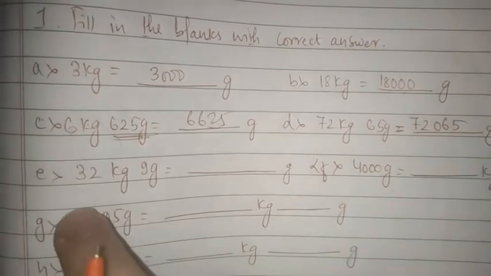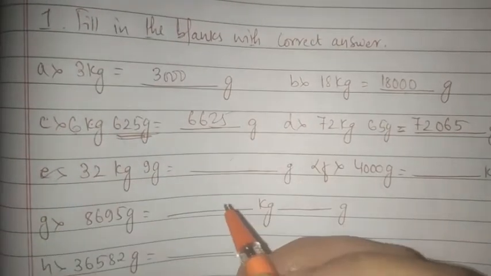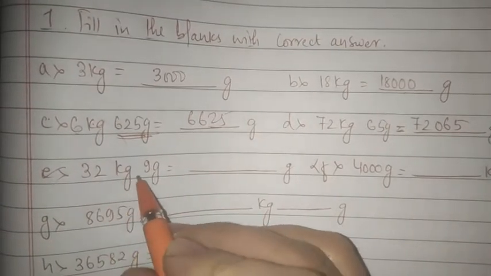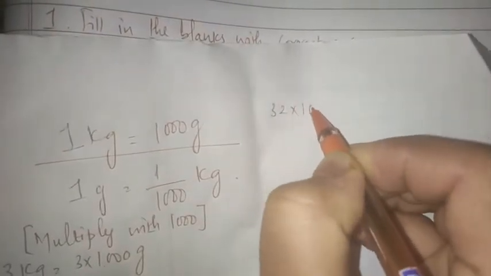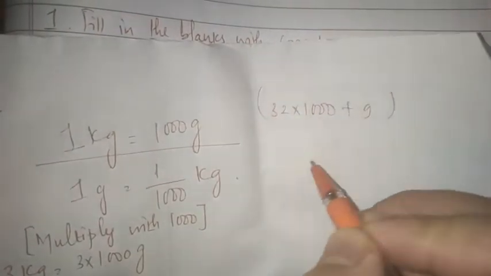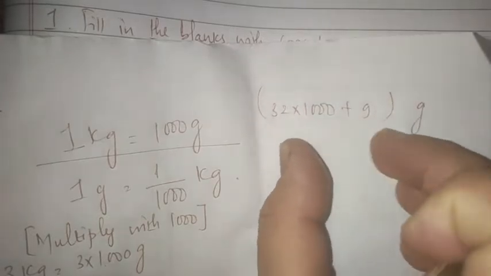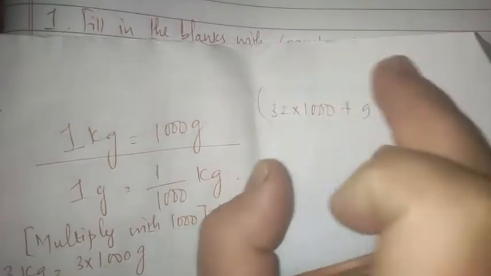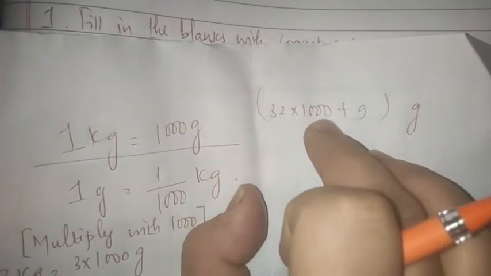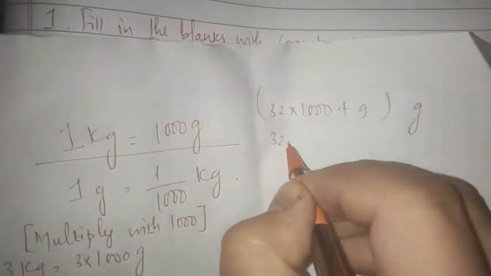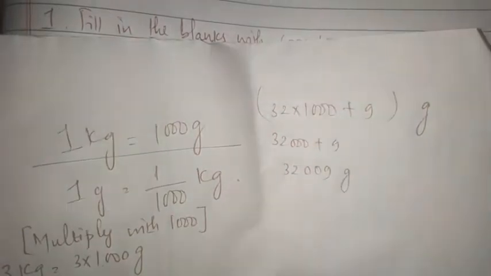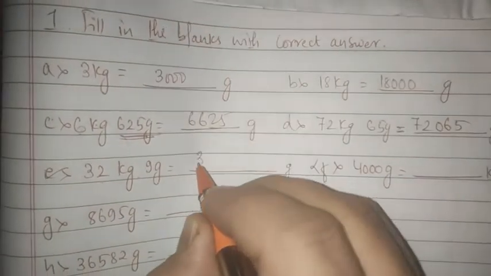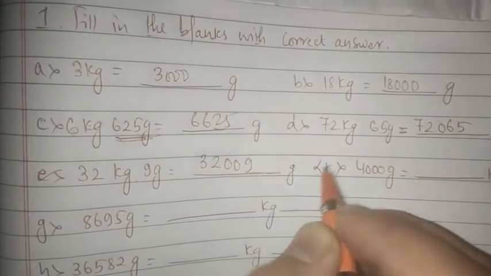Proceeding to the next part, 32 kg 9 gram needs to be converted into gram. Here also you'll do the simple thing, that is 32 into 1000 plus 9. Whole things are now in grams. 32 is also converted into gram because you are multiplying with 1000. So the answer is 32,000 plus 9, which is 32,009 gram.